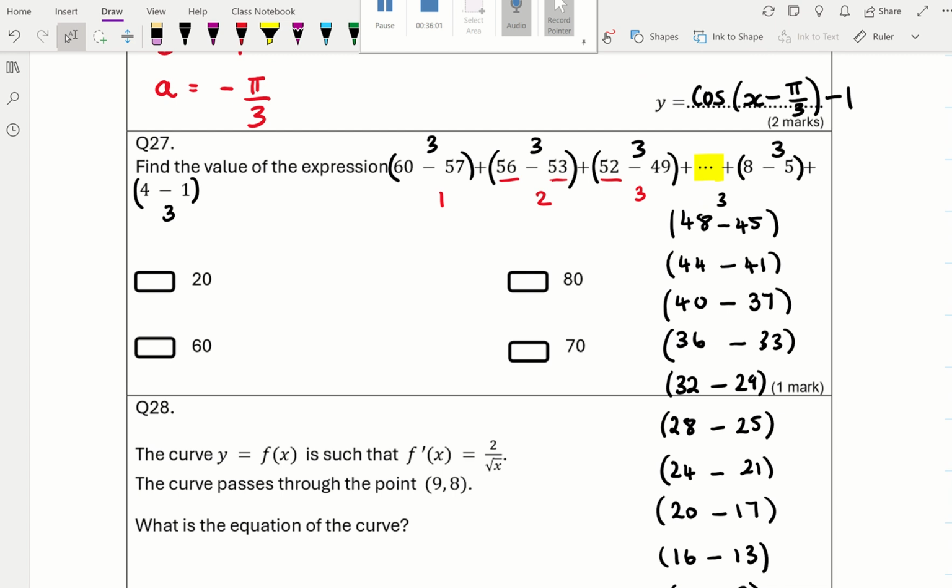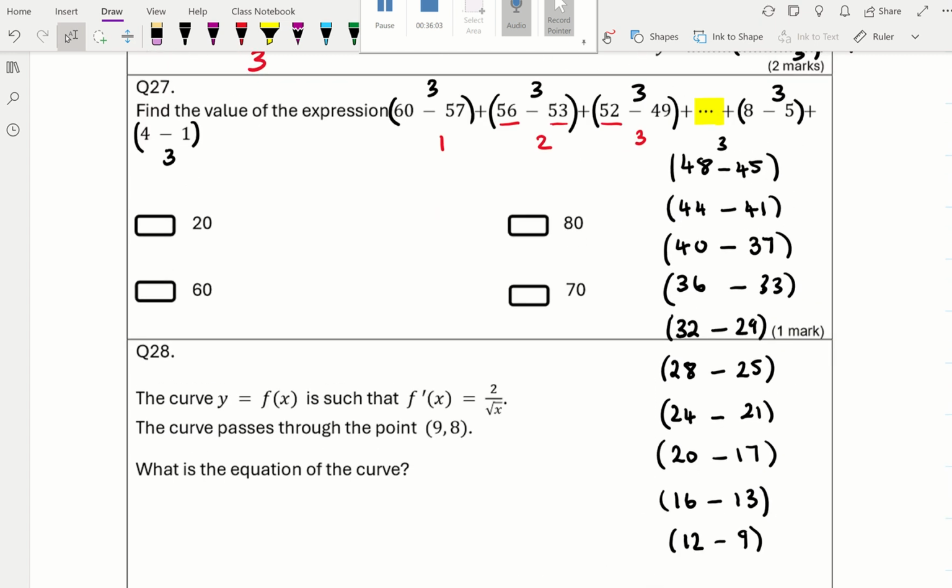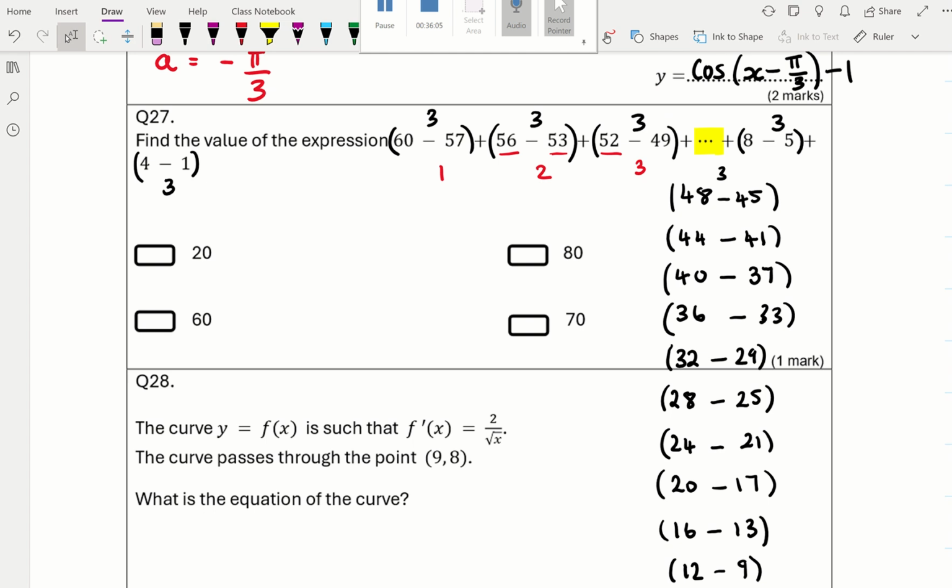So I need to find out how many I've done. So 1, 2, 3, 4, 5, 6, 7, 8, 9, 10, 11, 12, 13. This is 14. And this is 15. So there are 15 lots of 3.